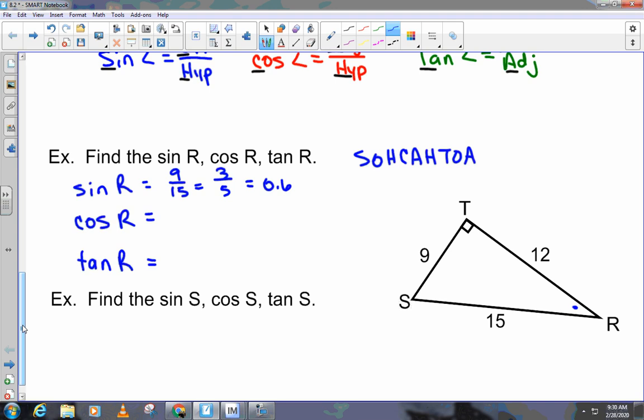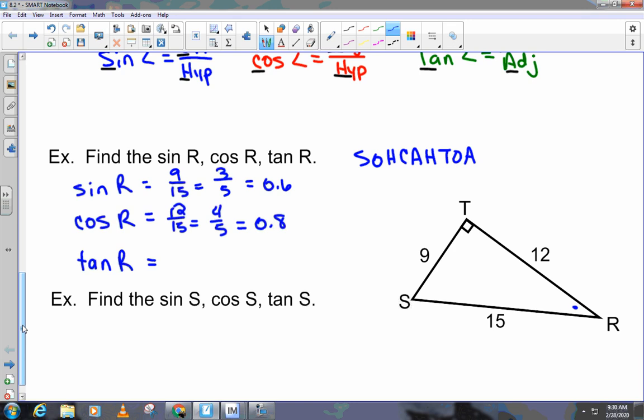Just do whatever they ask you to do. Okay? The cosine of R. Remember, cosine is adjacent over hypotenuse. So what's the adjacent? 12 over the hypotenuse, which is 15. So that's 12 over 15. That reduces to 4/5. And if they ask for the decimal equivalent, that'd be 0.8.